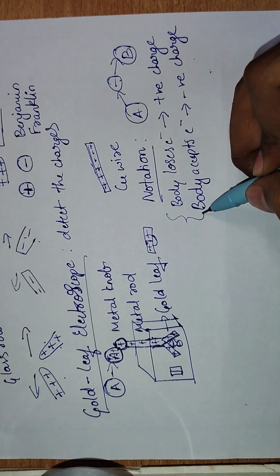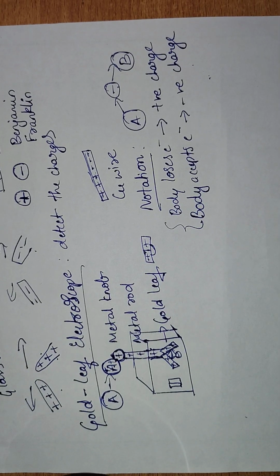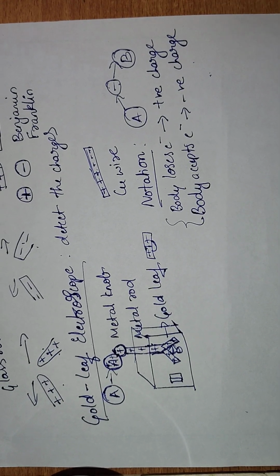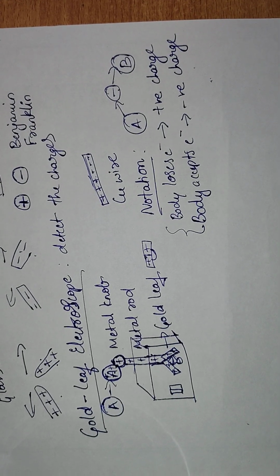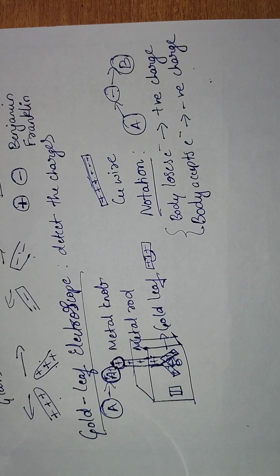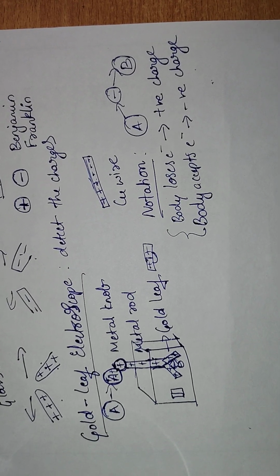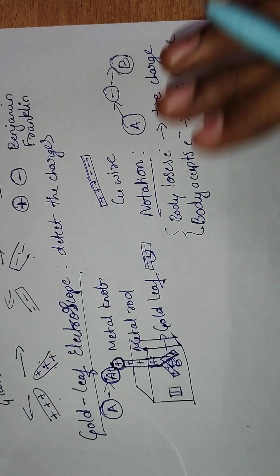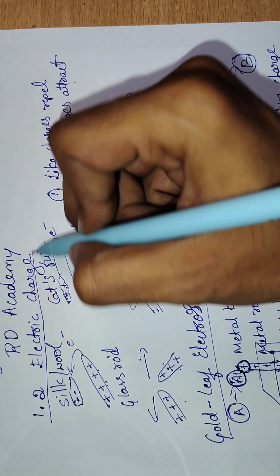This notation is used throughout part 1 of your textbook. Whenever you see any object assigned a positive charge, you need to know that it has lost its electrons. Similarly, whenever you come across a body which has negative charge, you need to know that it has accepted electrons. Okay, so this completes the 1.2 section of your NCERT textbook, that is, electric charge.